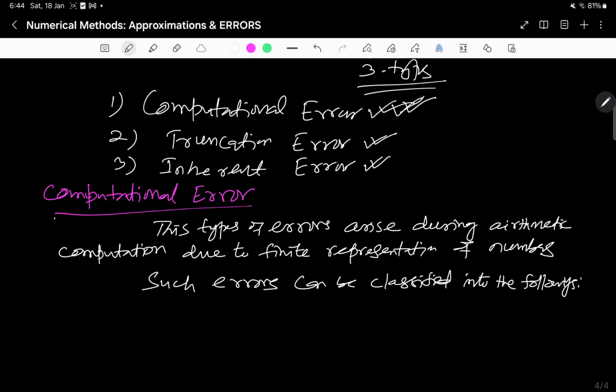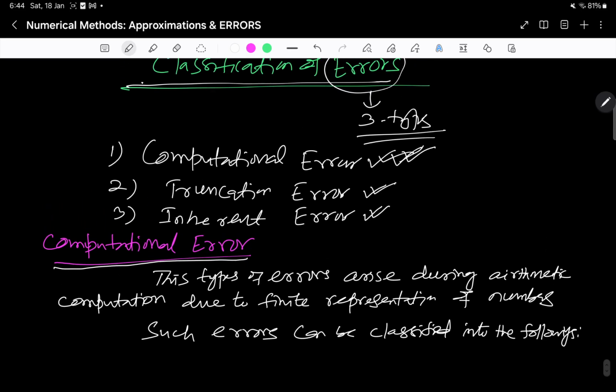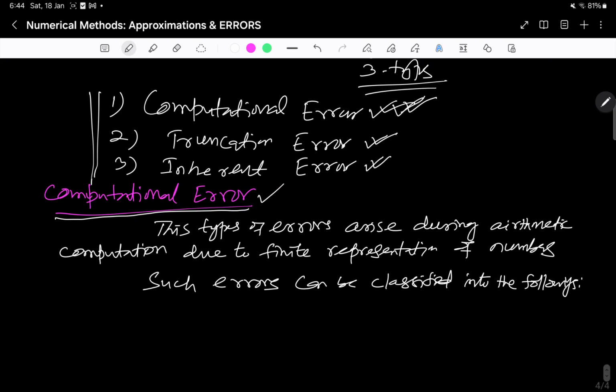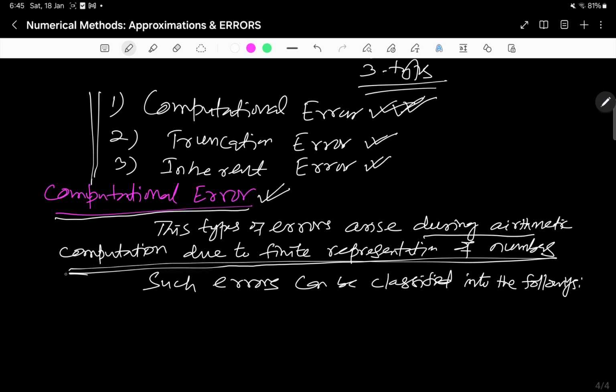Now coming to the types of error. As I have told you, in the classification of error, we have computational error, truncation error, and inherent errors. Now the computational error is most important for our discussion. Why does this type of error arise? During arithmetic computation, due to the finite representation of numbers. So 1 by 3 is non-terminating, going to infinity, but we round it to certain decimal places, so we are committing an error.